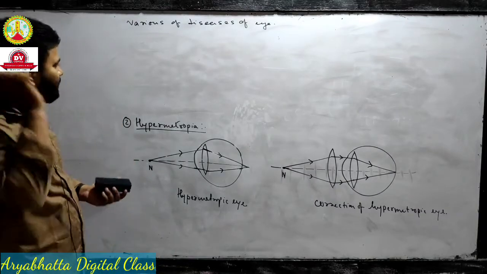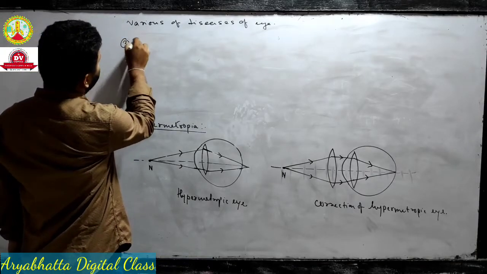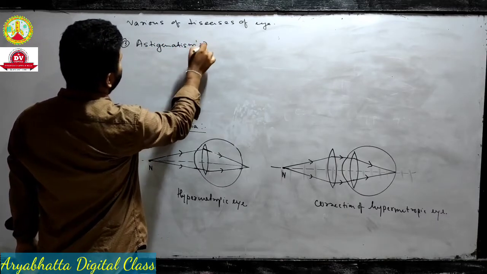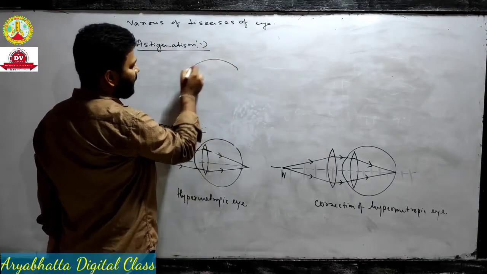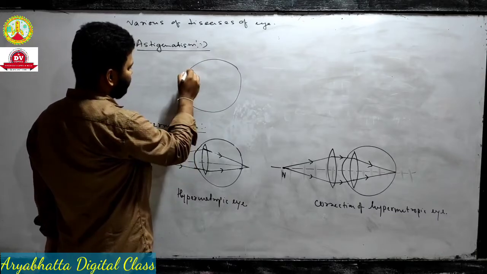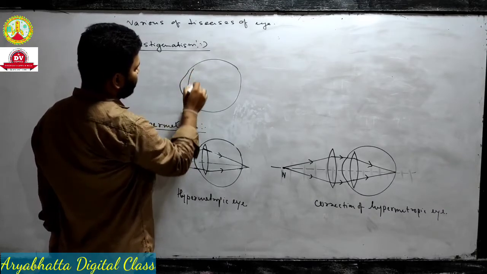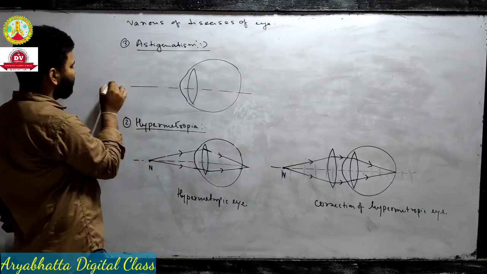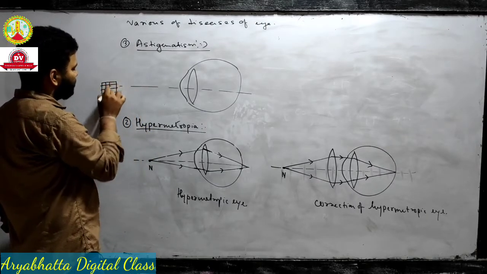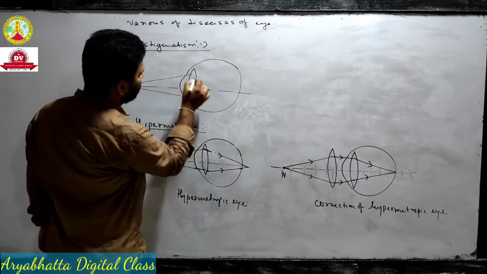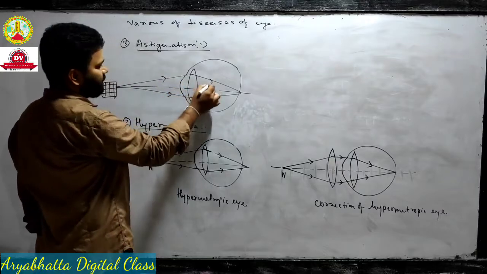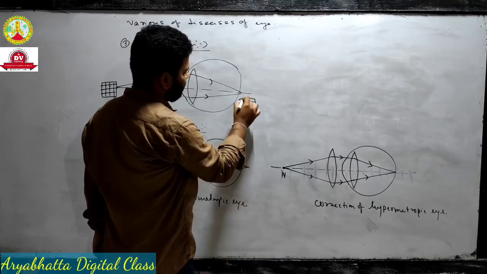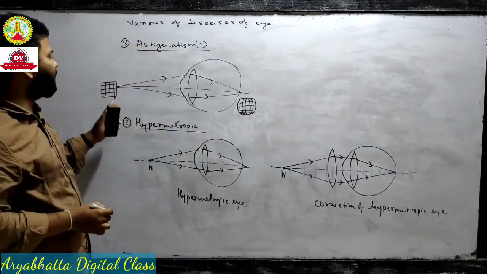So the next one is astigmatism, number 3. We will not draw presbyopia here. For astigmatism, first let us draw the eye and try to understand what the problem is. This is the eye, and this one is the eye lens. Astigmatism means that, suppose the object is like this, the light ray will travel from here and form an image on the retina, but your image will look like this. So this is the problem with the astigmatic eye.